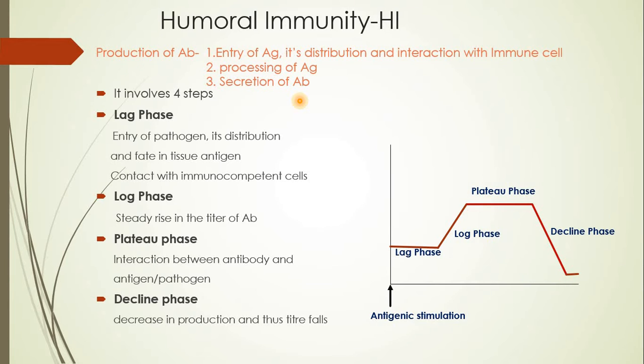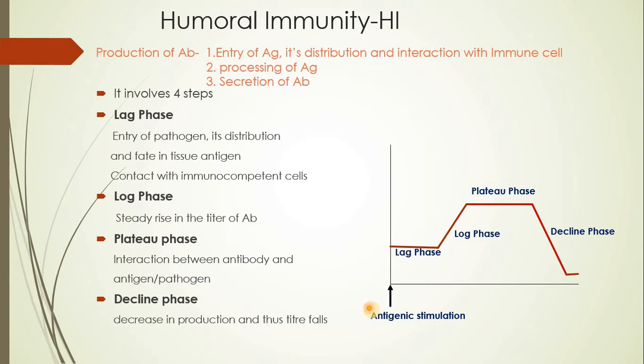There are four different levels at which one can understand the synthesis of antibody. The first one is called the lag phase, second is called the log phase, third is called the plateau phase, and fourth one is called the decline phase. Now let us see each of them in detail.